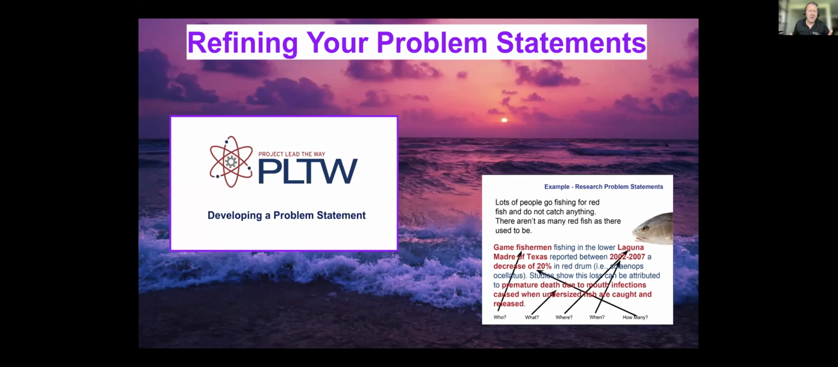But the reason why we do all of this research, and again, I'm not going to go through this whole 20-page PowerPoint with you, but you're starting off with a very basic problem. You know, lots of people go fishing for redfish and they don't catch anything. There aren't as many redfish as there used to be. All right, that was the team's first problem. That was their very basic statement that they came to class with.